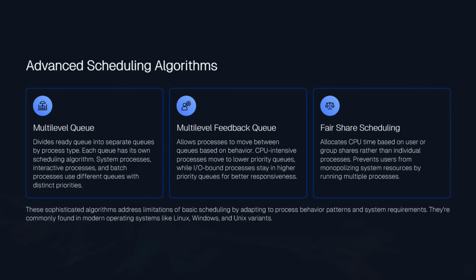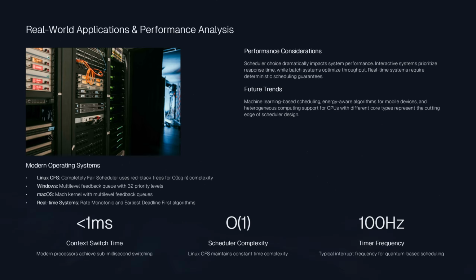Advanced scheduling algorithms. More advanced algorithms include multi-level queues, multi-level feedback queues, and others. They separate system, interactive, and batch processes into different queues and dynamically adjust behavior based on system load, just like how modern operating systems adapt to user activities.